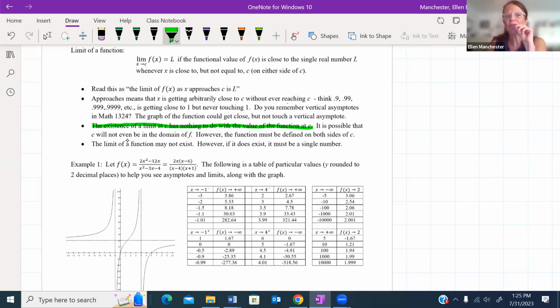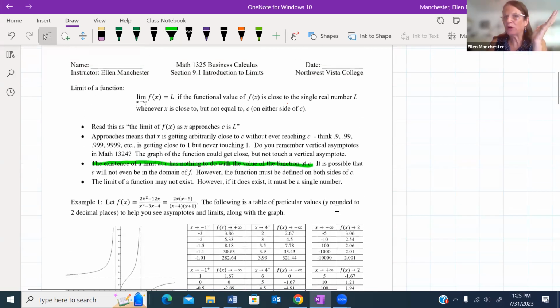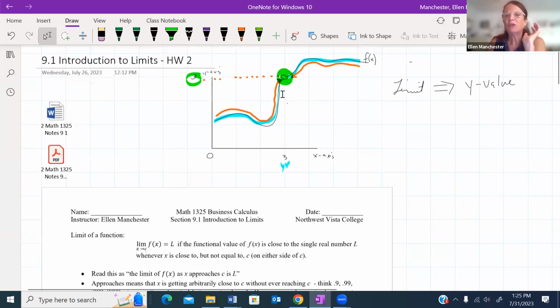It's possible that c won't even be in the domain. Remember, domain is what are the values that x can be. This graph is a really good example. The limit has nothing to do with the value at c, because in this example, the value at x is 3 doesn't exist. It's an open circle. But we know what's going on around it and what it is heading towards.